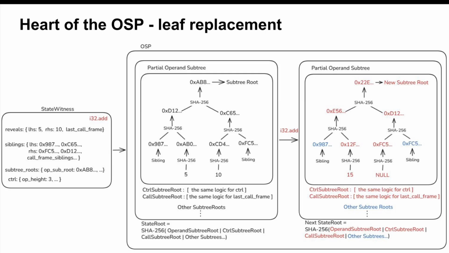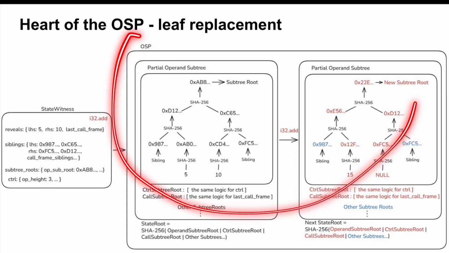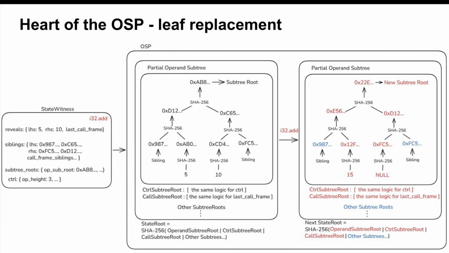So yeah, this is how we recreate these partial subtrees in the one-step prover. Obviously, we don't construct the whole tree in the OSP. It would be computationally expensive, but this is the best way to illustrate.